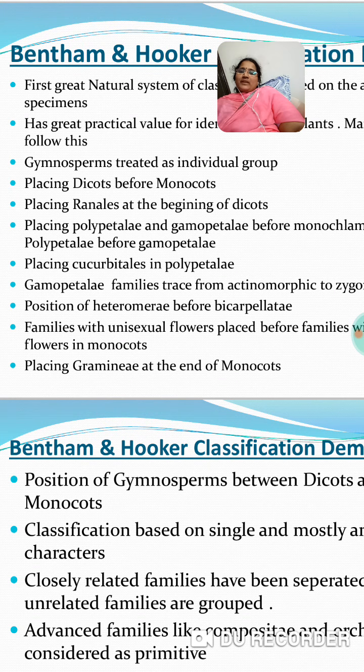And now coming to the position of the heteromerae. Before bicarpellatae, heteromerae is placed. So that is the advantage. You have to see the classification and analyze it step by step. You have to observe the classification step by step for understanding these points. So Cucurbitales is placed before, in polypetalae, and heteromerae is placed before the bicarpellatae.